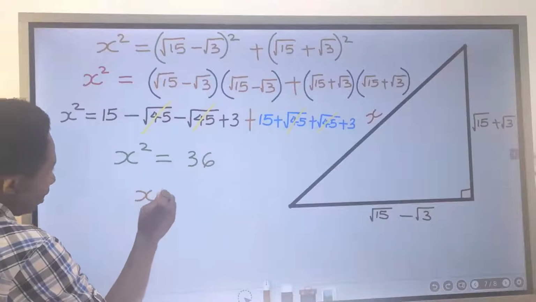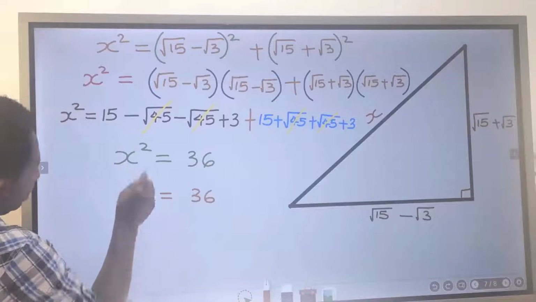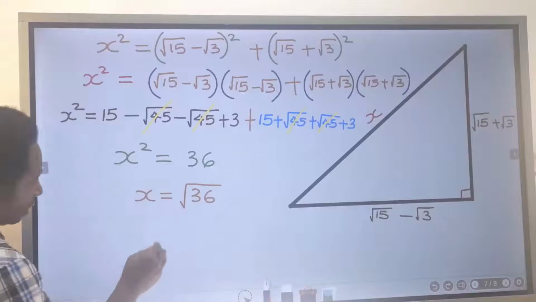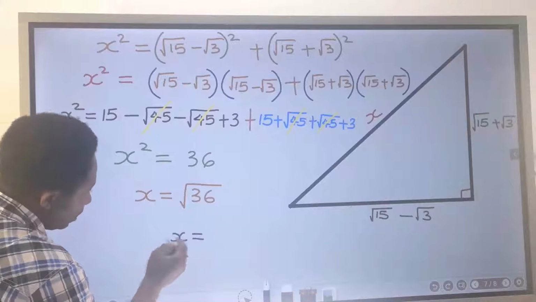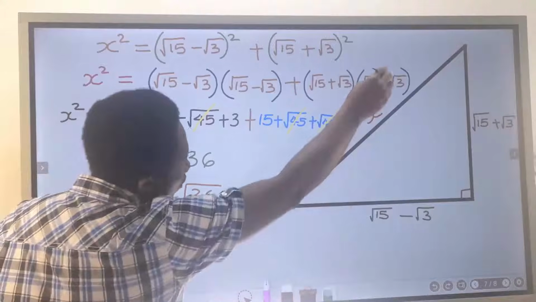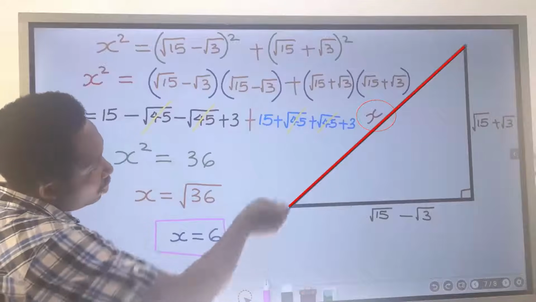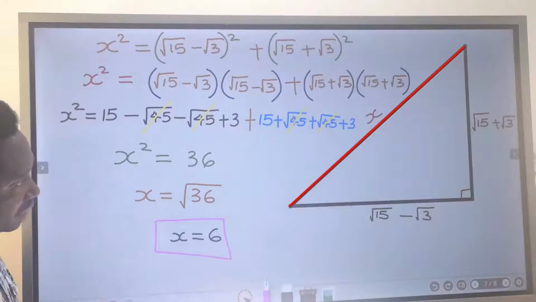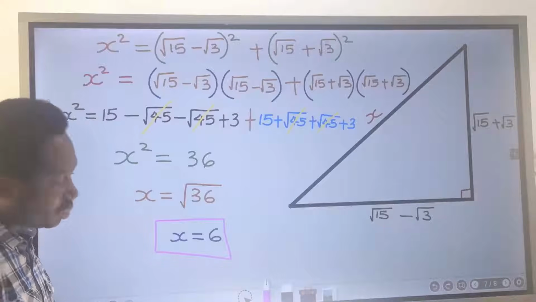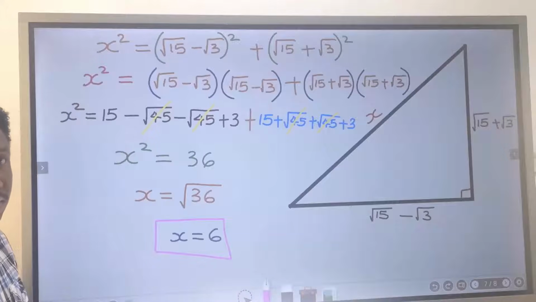Next, we need the value of x only. On this side, we have 36. This squared will move across and become a square root. And x is the square root of 36, which is 6. The value of the longest side is 6. And because we are not given any units, either centimeters or inches or millimeters, you are not going to include any. Our final answer is just 6.